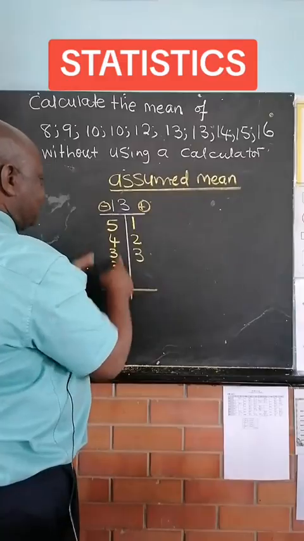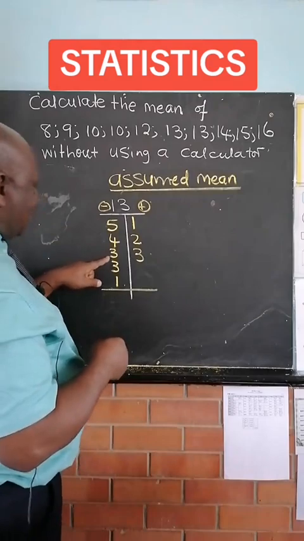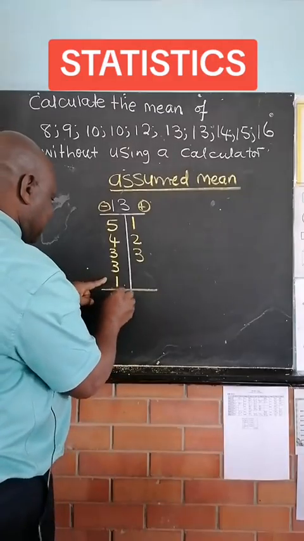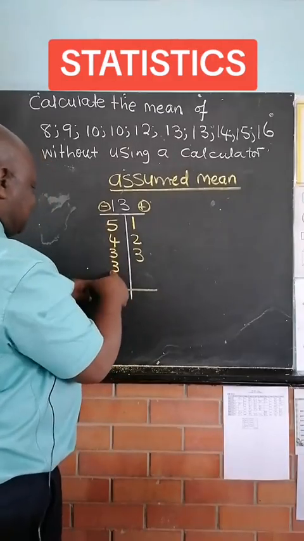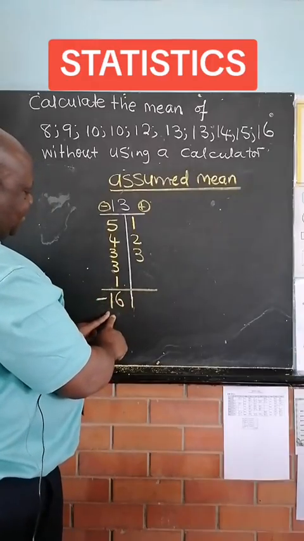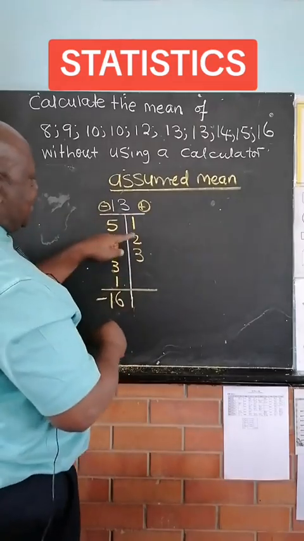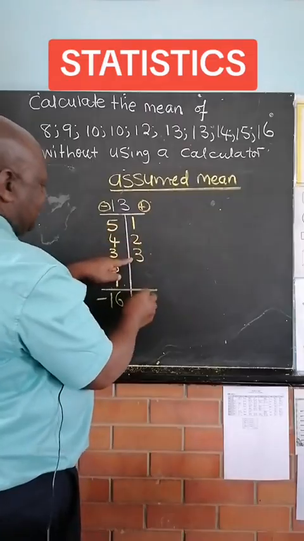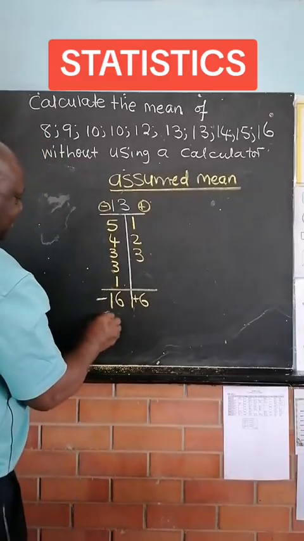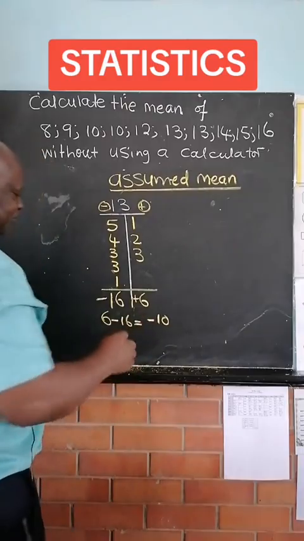Then I sum these deviations. 5 plus 4 is 9, plus 3 is 12, plus 3 is 15, plus 1 is 16. But these are negative deviations, so I'm going to have a total negative deviation of -16. Let's do the same on that side. 1 plus 2 is 3, 3 plus 3 is 6, and this is a positive. So I'm now going to have 6 subtract 16, and that gives me a -10.